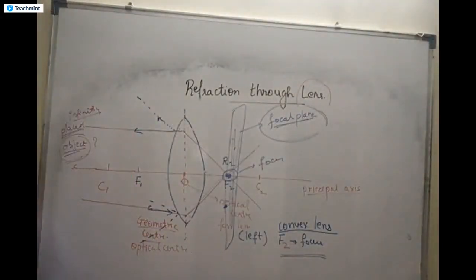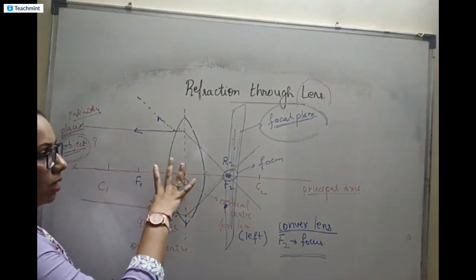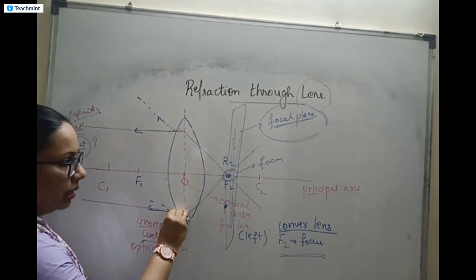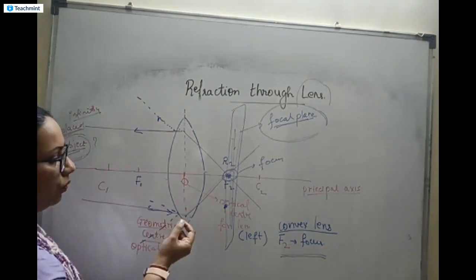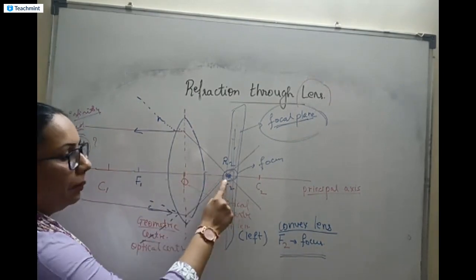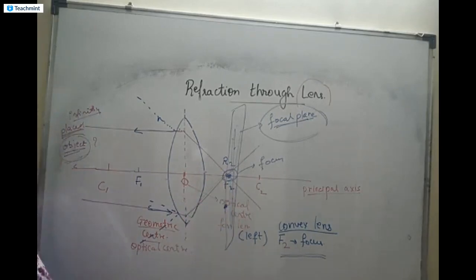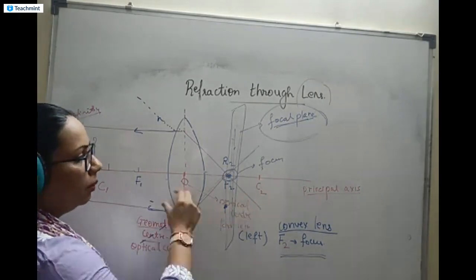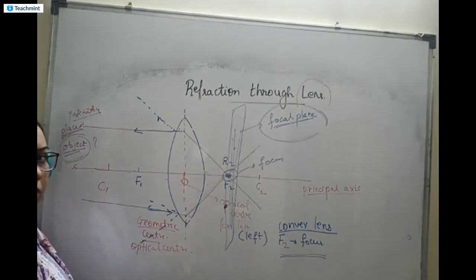So this is how we define focus. What is focus? When parallel rays fall on the convex lens, after refraction, they emerge and meet at a point, and that point is called the focus. Just for our understanding, we say it's the center point between the optical center and the center of curvature. The middle point is the focus. But that's not how you should write it.